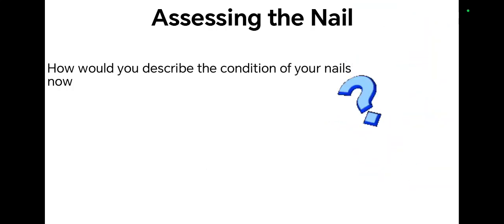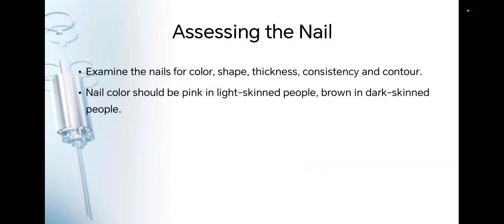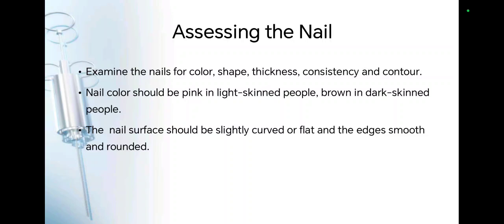And then for the nails, let's proceed to the nails. How would you describe the condition of the nails now? Have you been ill recently? Because we can actually check if you have experienced dehydration or cardiovascular diseases by looking at the nails of your patient. So examine the nails for color, shape, thickness, consistency, and contour. The nail color should be pink in light skin and brown in dark-skinned people. The nail surface should be slightly curved or flat, and the edges are smooth and round.